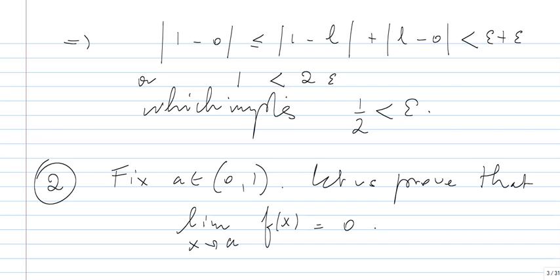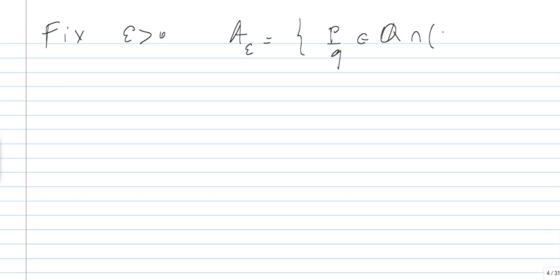In any case, let us prove this. The way to do it is you fix epsilon, and you consider the set A epsilon, the set of irreducible p over q rationals, which belong to Q intersect 0, 1, such that 1 over q is greater than epsilon.